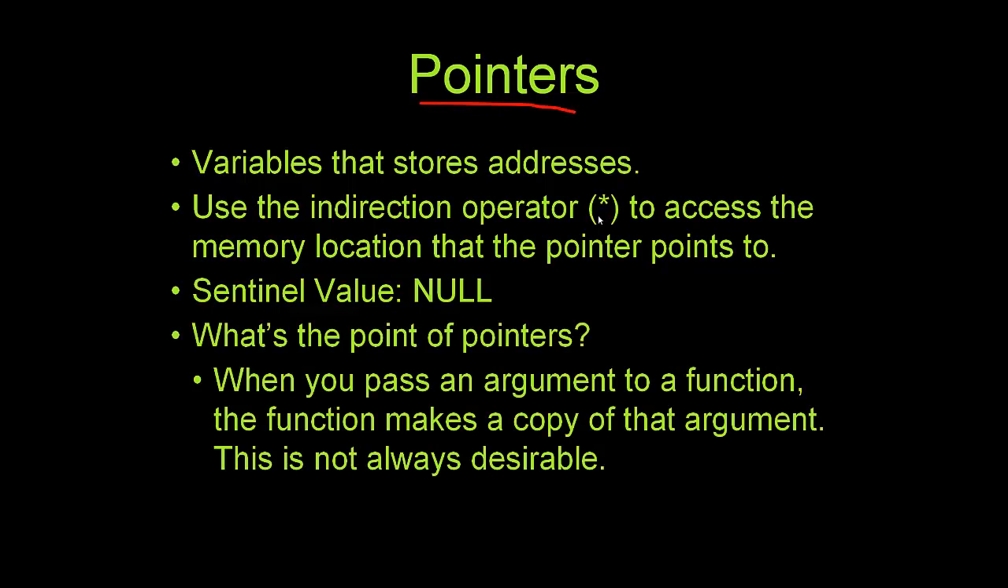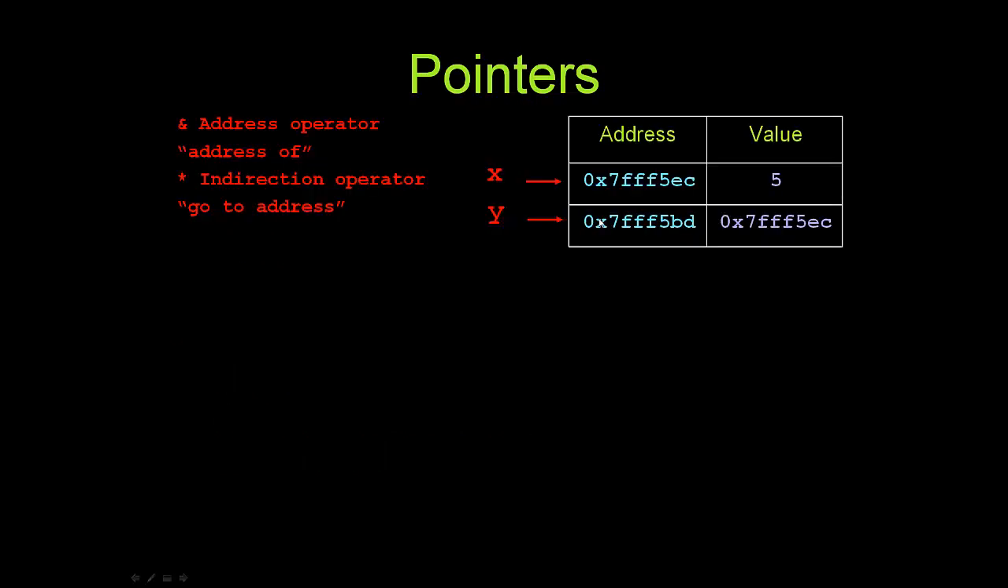So what's the point? The point here is that when you pass an argument to a function, the function will make a copy of the argument. That's not always what you want. This is called pass by value. Sometimes you want to pass something to a function to modify, and you need some way to do it, right? So pointers are actually addresses.